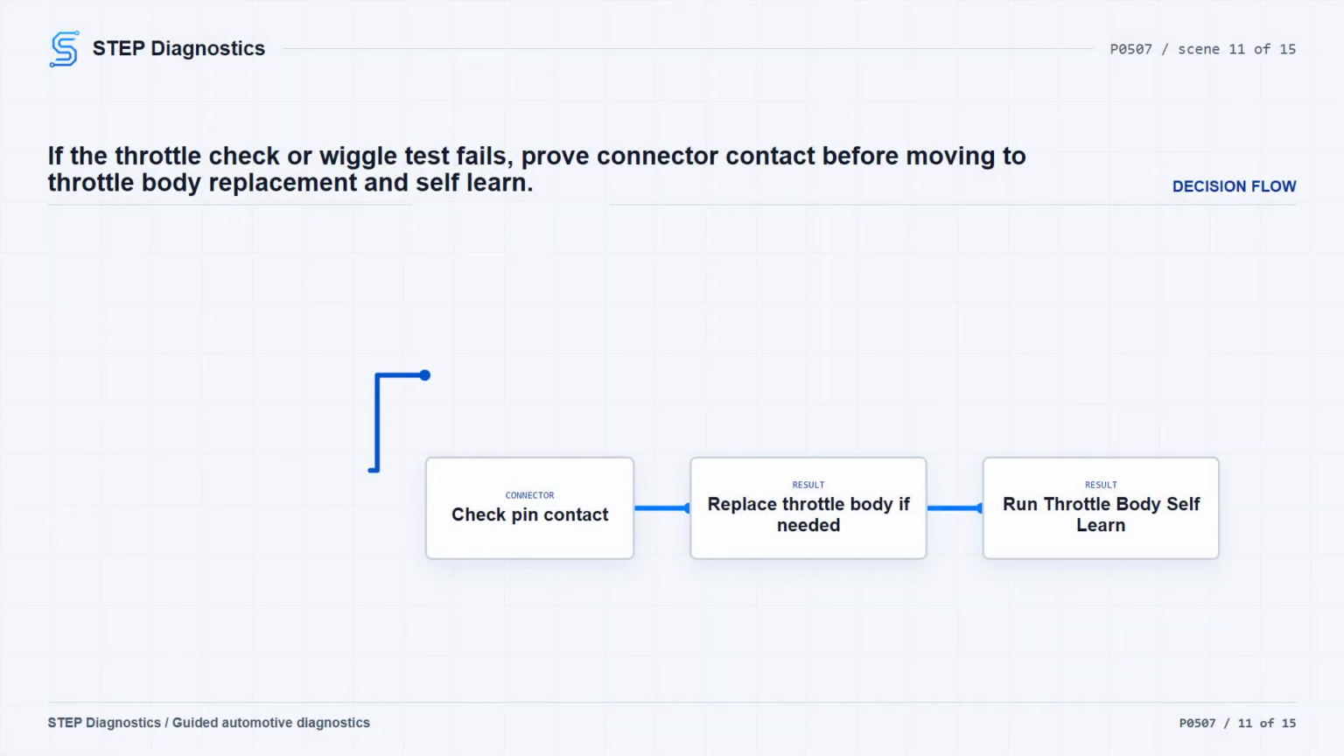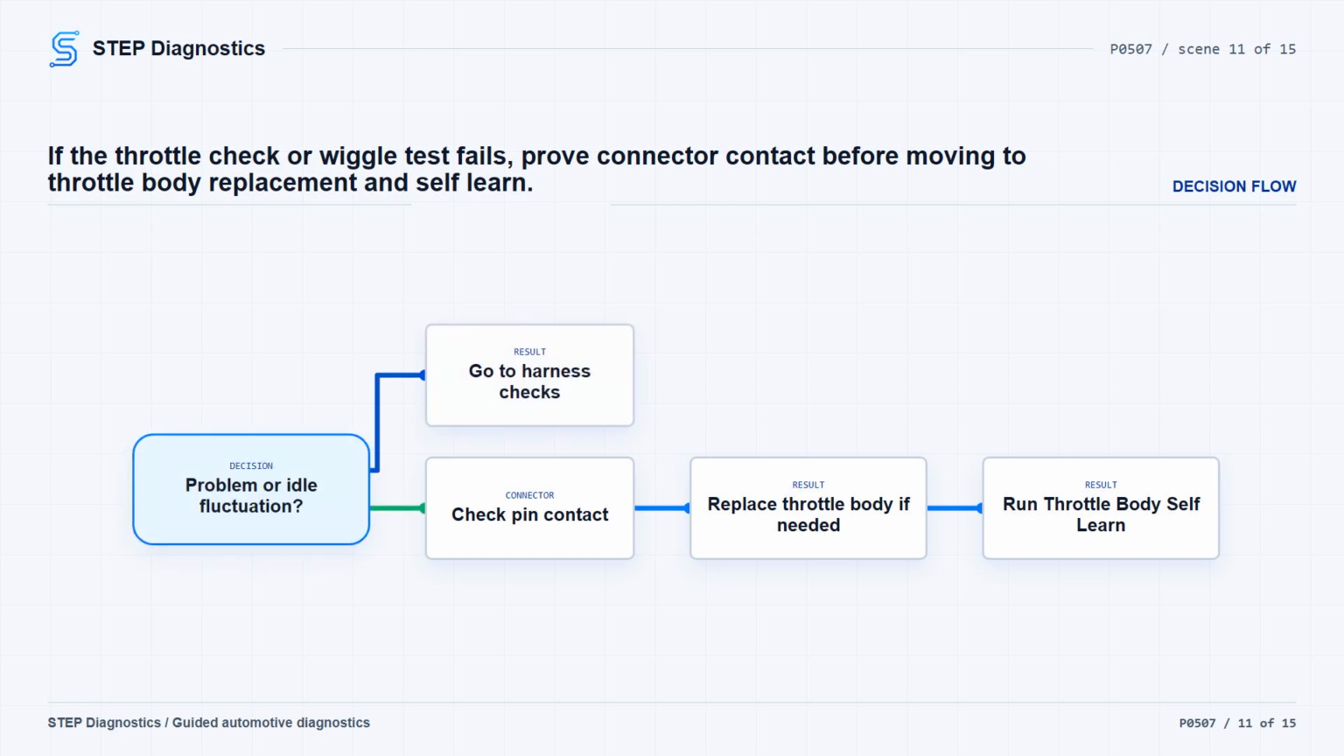If you find a throttle body problem, or the idle fluctuates during the wiggle test, first verify good pin terminal contact at the throttle body and PCM connectors. If the connectors check good and no connector problem is found, replace the throttle body assembly. Disconnect the battery when replacing the throttle body assembly. After installation, use the scan tool and run the throttle body self-learn, then verify the repair and confirm the code stays gone. If no throttle body problem is found and the idle does not fluctuate during the wiggle test, continue to the harness connection checks.